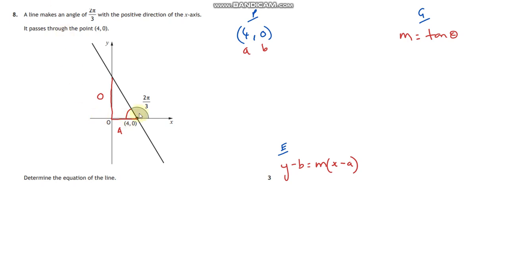So if this is 2 pi over 3, let's have a think about what that is in degrees first of all. 2 pi is 360 degrees, so pi is 180 degrees. So pi over 3, that's going to be 60 degrees. So then 2 pi over 3, that's going to be 120 degrees, which makes this angle in here 60 degrees or pi over 3. So I'll just write in pi over 3, but in our heads we should be thinking, well, I know that that's 60 degrees.